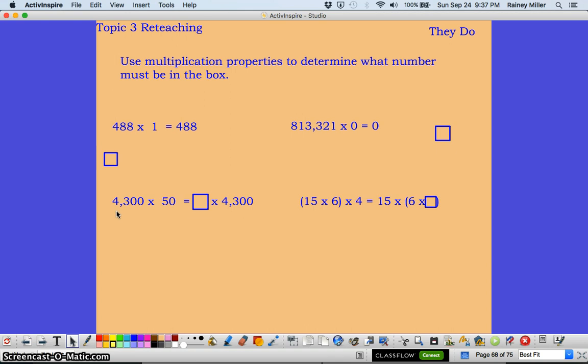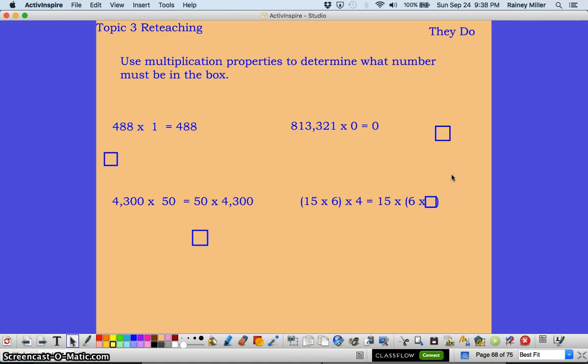Okay, the next one is going to be the commutative property. The commutative property states that you can switch things all that you want to in a multiplication problem and it doesn't matter. Like you can switch the number orders all over the place. So I look at this one and over here we have 4,300 times 50 equals something times 4,300. So they have to be the same on either side. Well, in this case what they did was they put the 50 first.